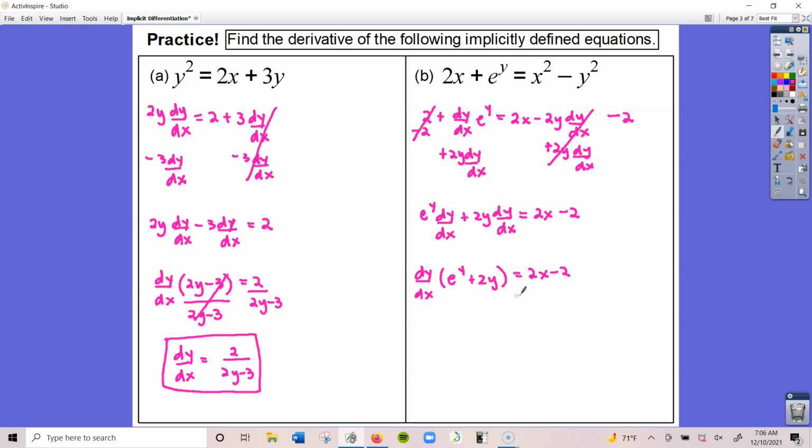Lastly, we divide the factor that's being multiplied to the dy dx. So my derivative, dy dx, is going to equal to 2x minus 2 over e to the y plus 2y.